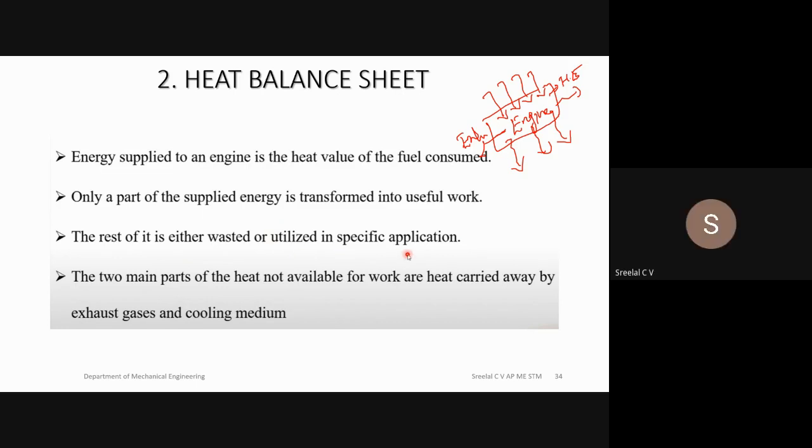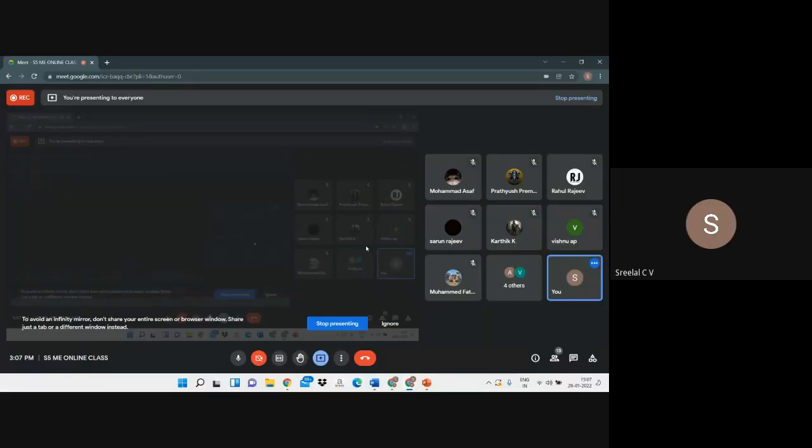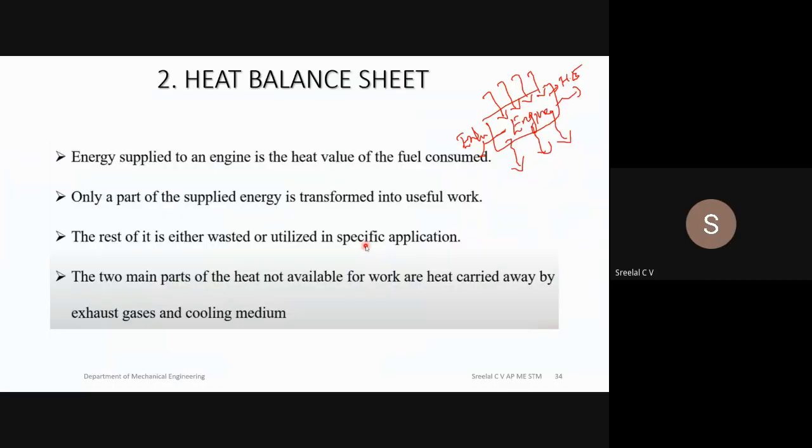Yes, sir. Understood. Karthik, do you understand my question? My question is that there will be many losses, right? After the combustion of fuel, energy is produced in the combustion chamber, and from there will be many losses. So I am asking whether we can utilize those losses in any specific application.